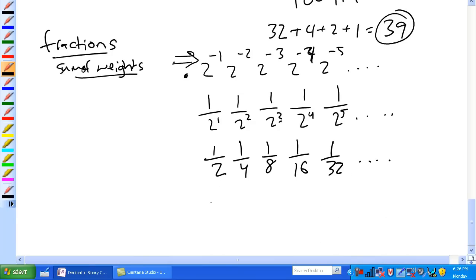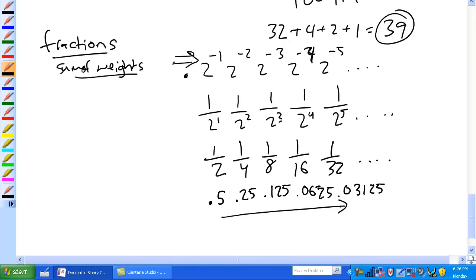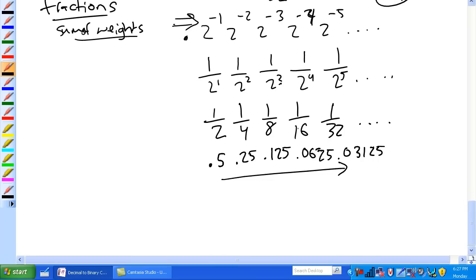So in decimal places, it's 0.5, 0.25, 0.125, 0.0625, 0.03125. See how they're basically decreasing in magnitude in that direction. Some weights, you've got to memorize this table. You don't even really need to remember it. All you need to know is that, actually, because this up here gives you all of that.